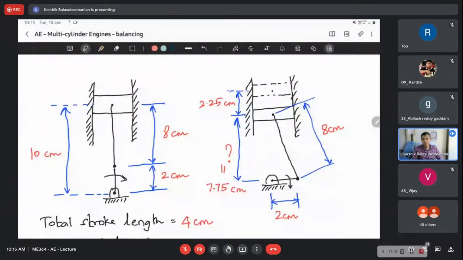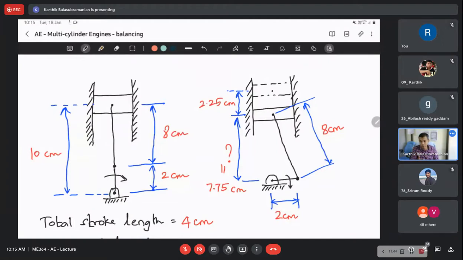Now look at the diagram on the left side. Are you able to see what's there on the screen? Yes, sir. Yeah, so there is a cylinder and piston. The length of the connecting rod from the piston is 8 centimeter. And then the crank throw, we call it as crank throw, right? The distance from the crankshaft axis to the connecting rod axis, that is called as crank throw, correct?